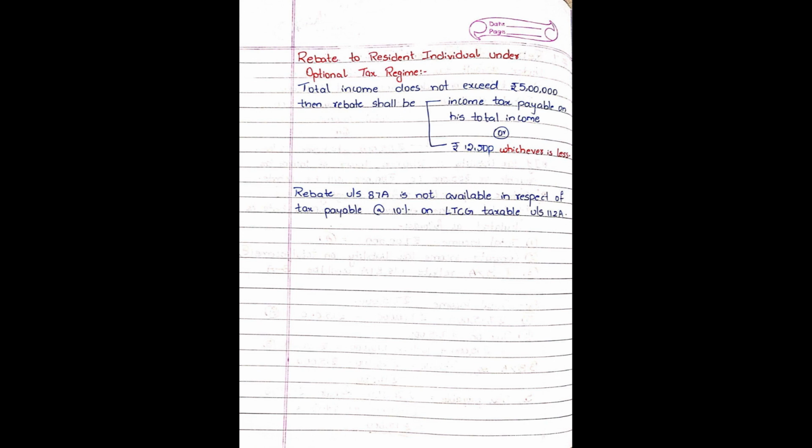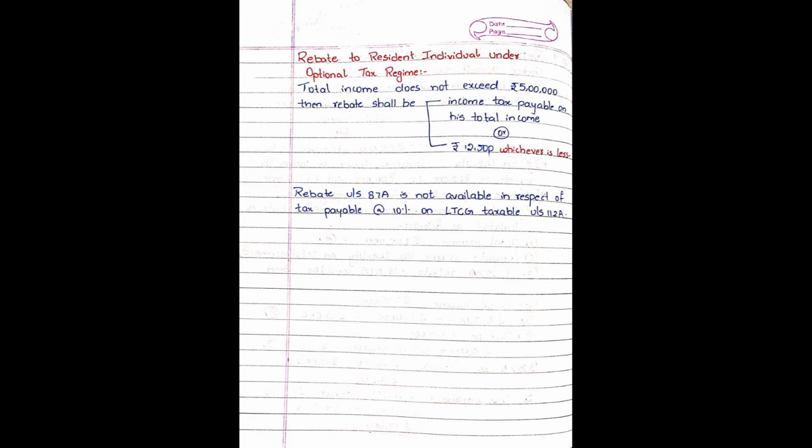Now, if we consider the case where the resident individual, the assessee, is paying tax under the optional tax regime, that is, he has opted out of default tax regime. In such a case, if the total income of the assessee does not exceed rupees 5 lakh, then the rebate can be claimed as follows. The rebate amount shall be income tax payable on his total income or rupees 12,500, whichever is less.